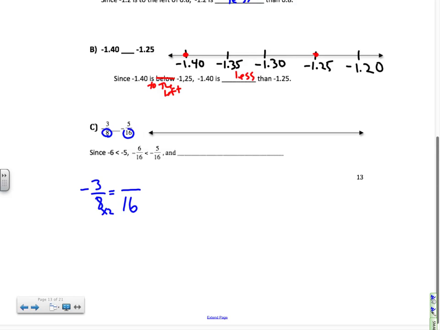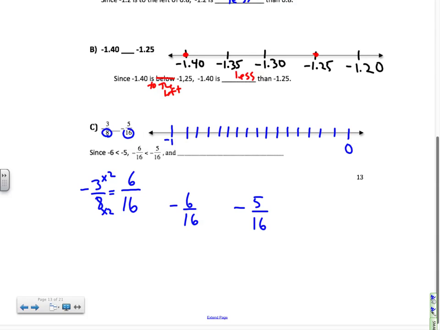So remember how to do this. 8 times 2 is 16. 3 times 2 is 6. So now I can compare -6/16 to -5/16. And if I see where they fall on the number line, I'm going to put a 0 at this end, a -1 at that end, and I'm counting by 16ths since my 16 is the denominator. So I need 15 dashes to split it up into 16 sections. So I'm just going to count my dashes here. Okay, so there's 16 equal sections.